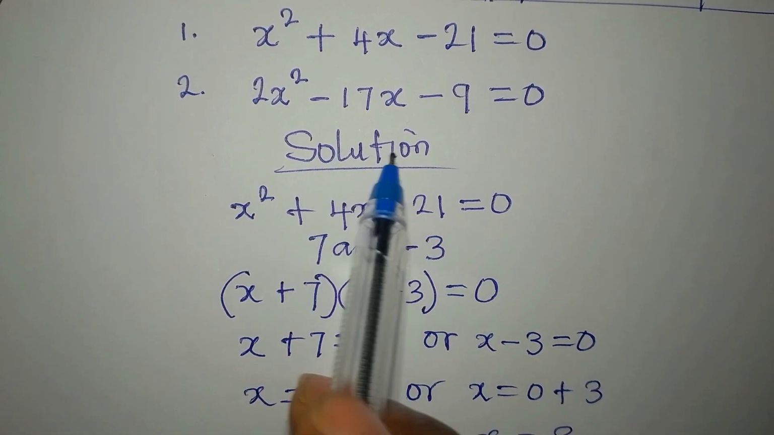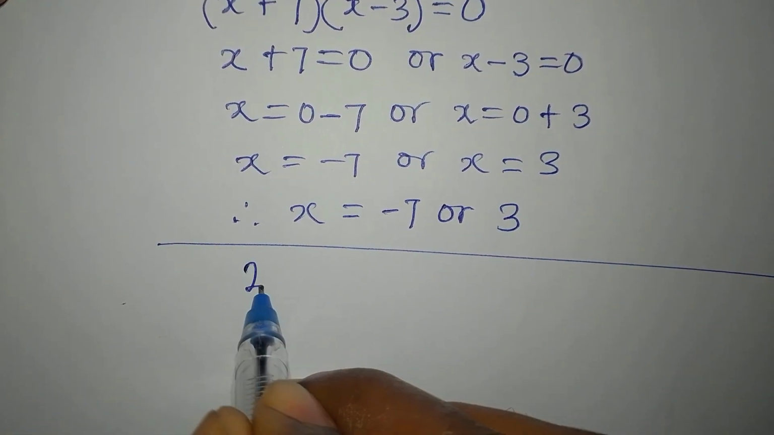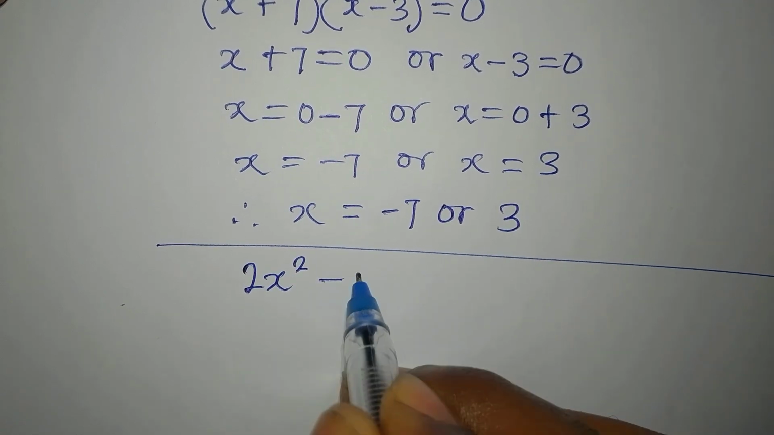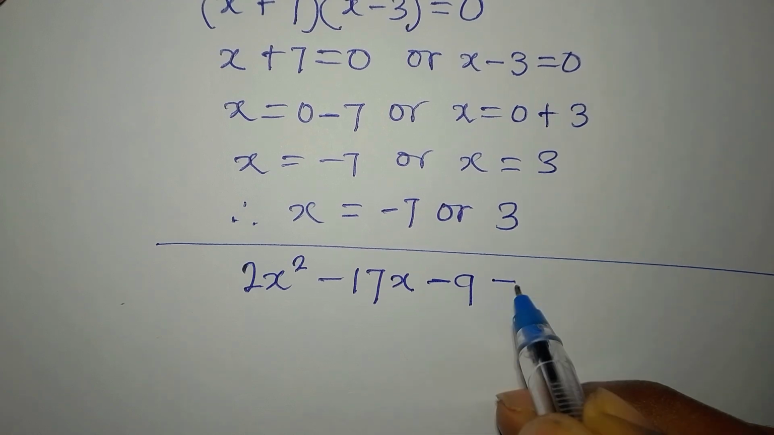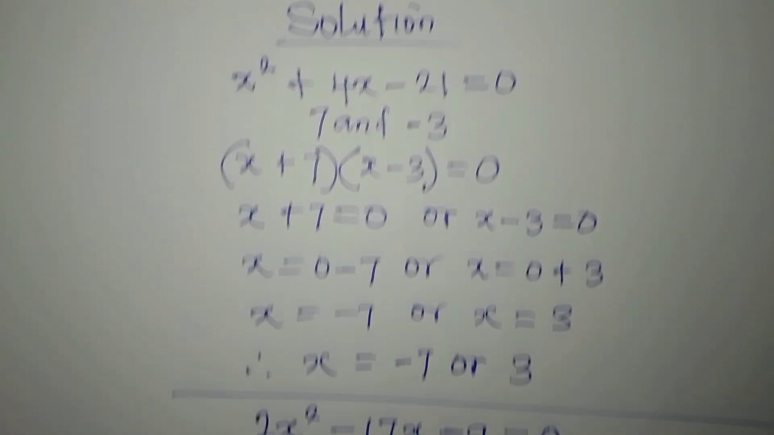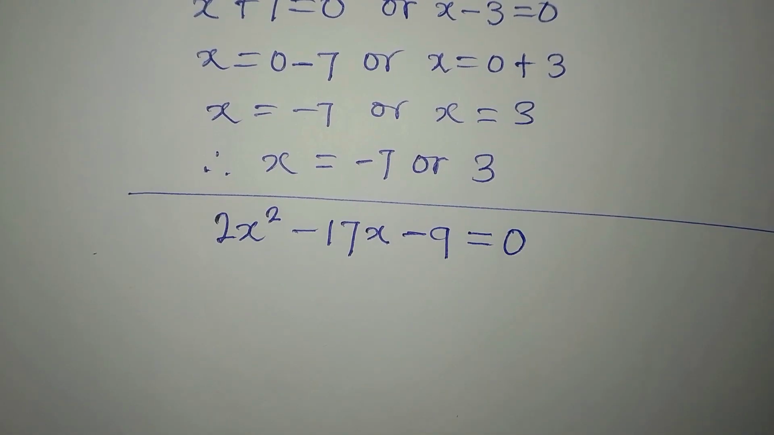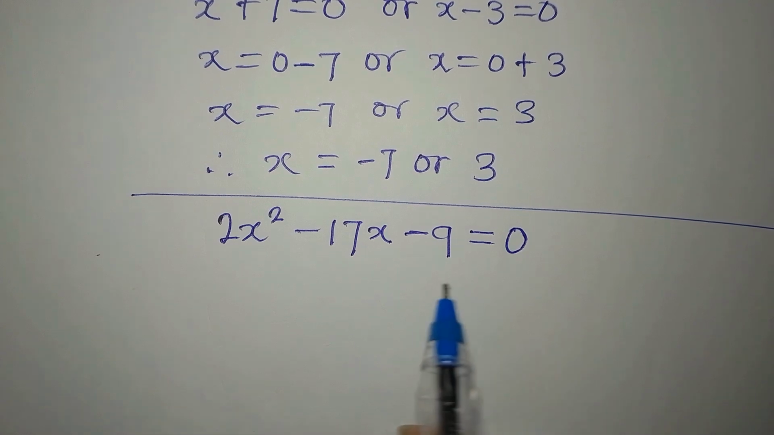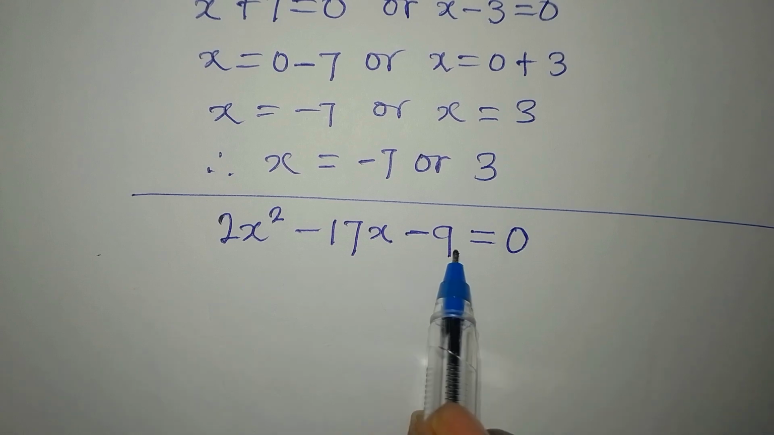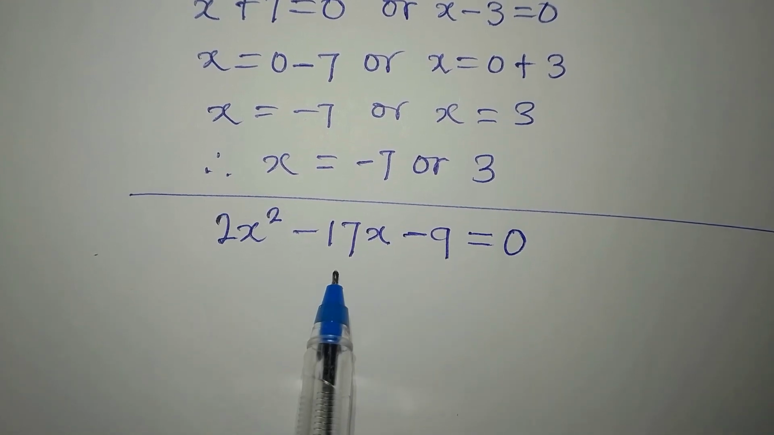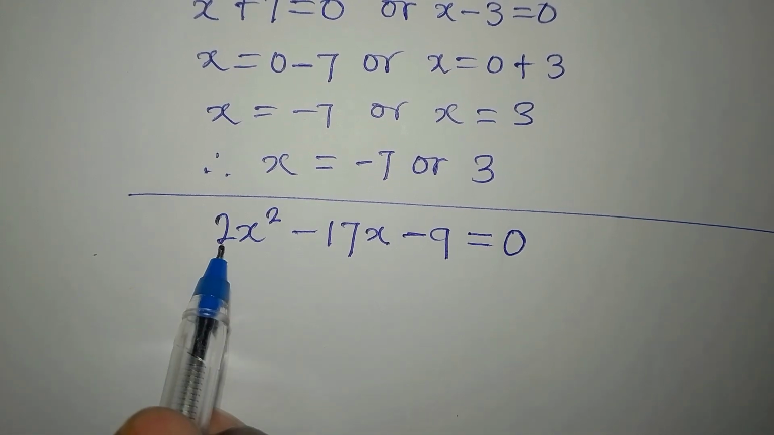2x squared minus 17x minus 9. We have 2x squared minus 17x minus 9 equals 0. Now, how do I deal with this? In this case, we're not just looking for two numbers to multiply to get 9, and then we add them to get minus 17. Okay, because of this number.